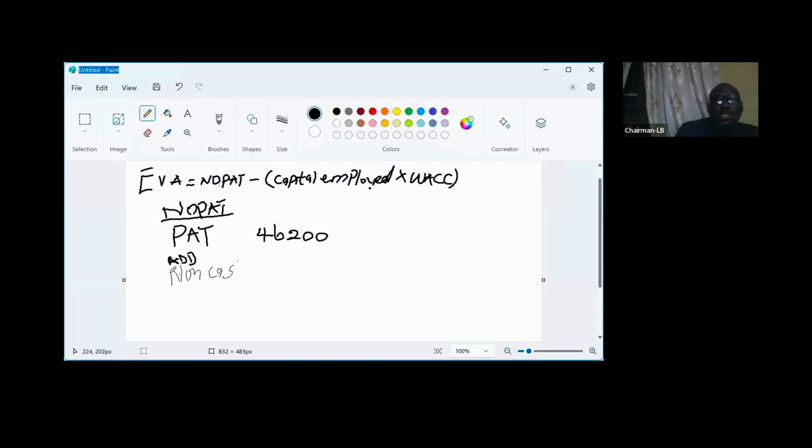Non-cash. No, I don't like this size. So light. This is add back 16,000.